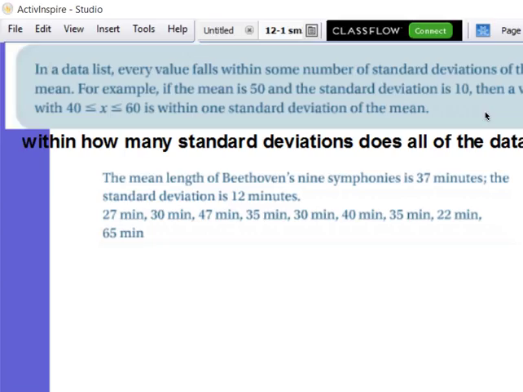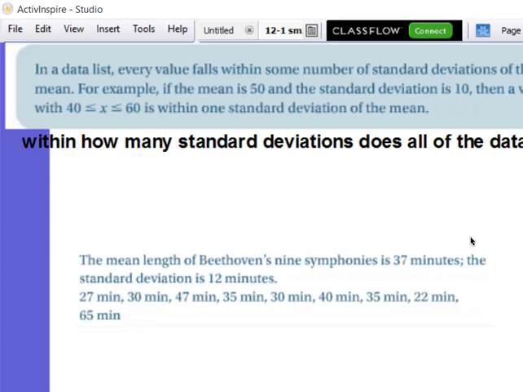Okay, so this is what you'd be asked on a test. Within how many standard deviations does all of the data fall within the mean? In a data list, every value falls within some number of standard deviations from the mean. For example, if the mean is 50 and the standard deviation is 10, then the values between 40 and 60 are within one standard deviation from the mean. Let me show you that written out. If 50 is our mean, I'm going to put a star by it. Then if we go one standard deviation above, and our standard deviation is 10, that would be 60. If we go one standard deviation below, we subtract 10, and we get 40.